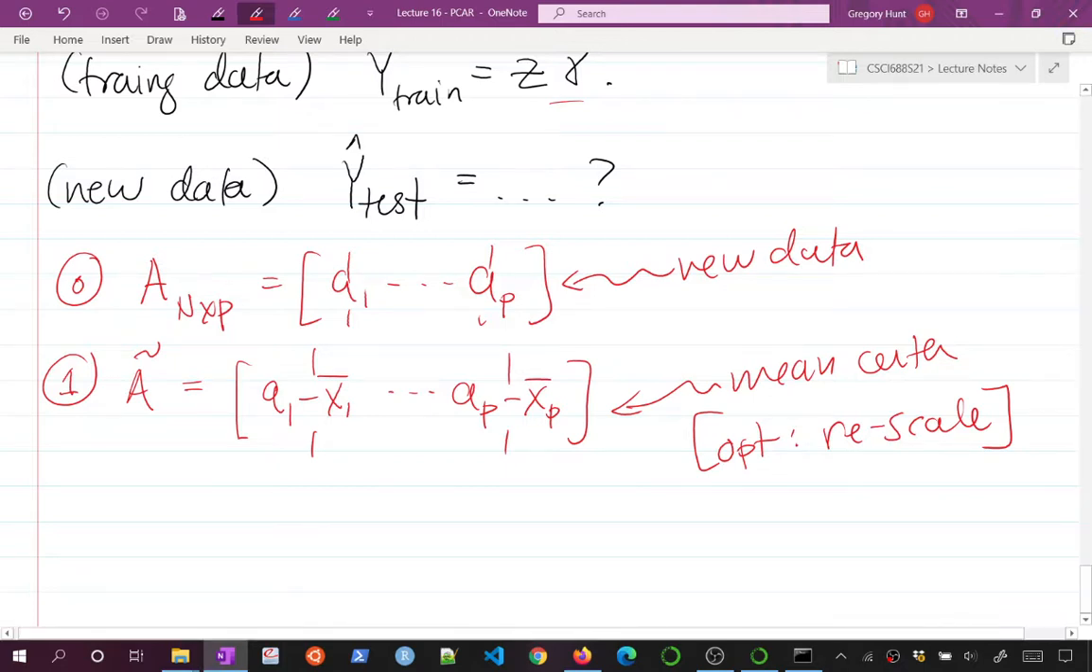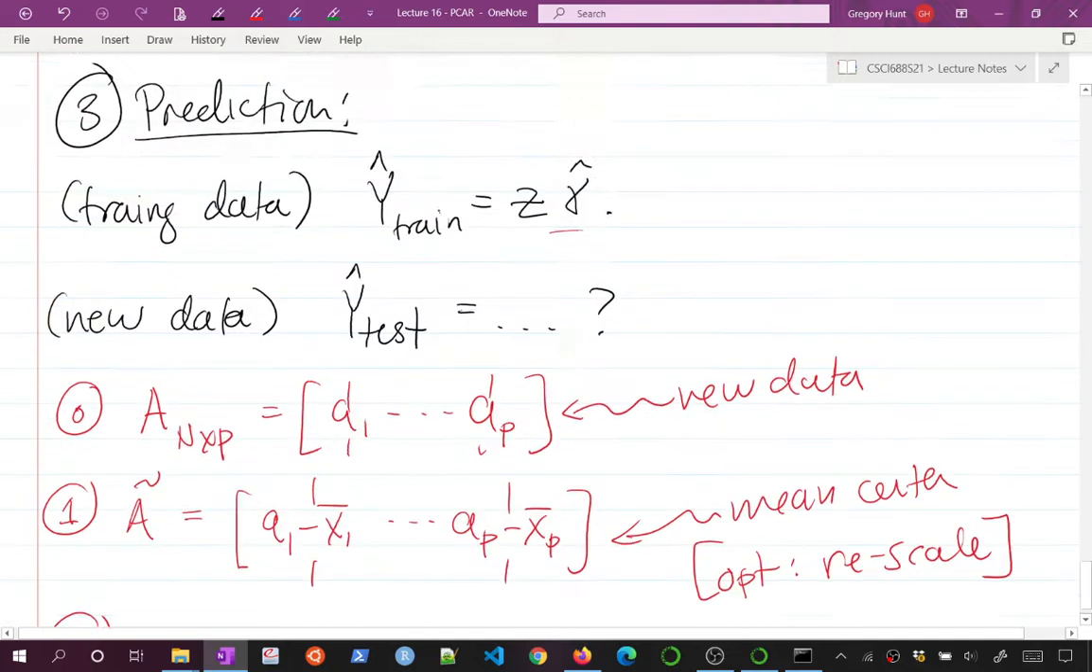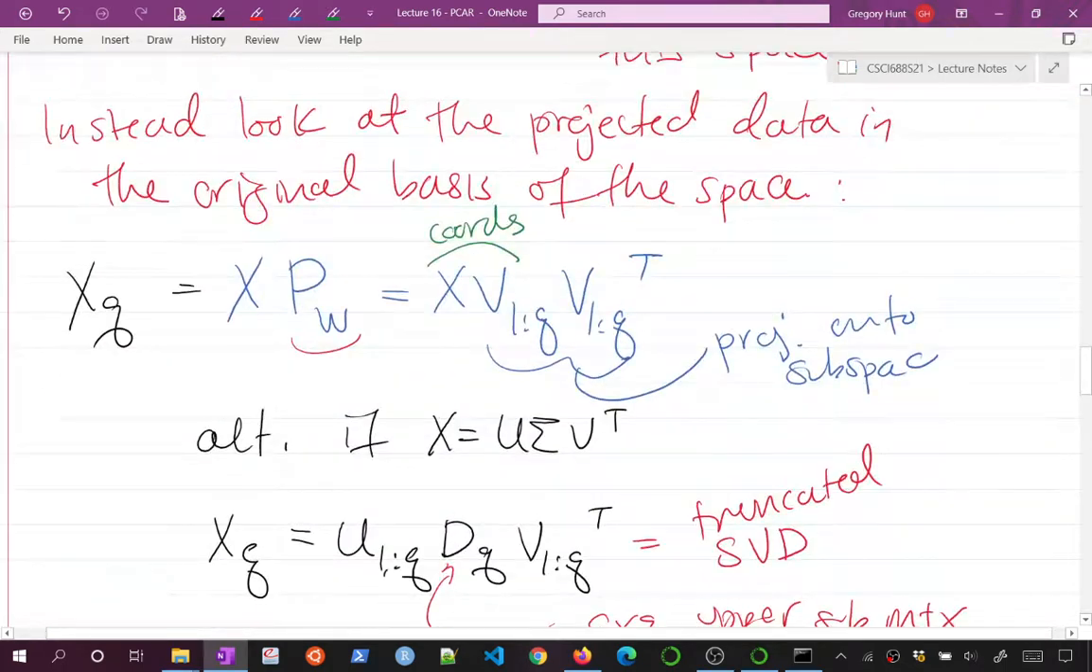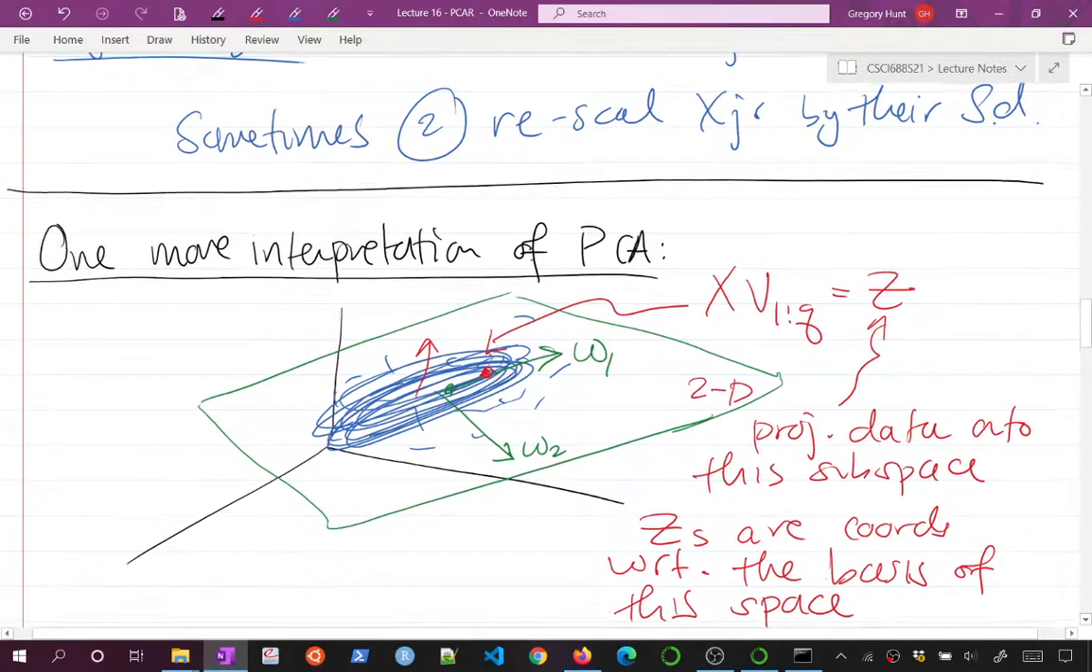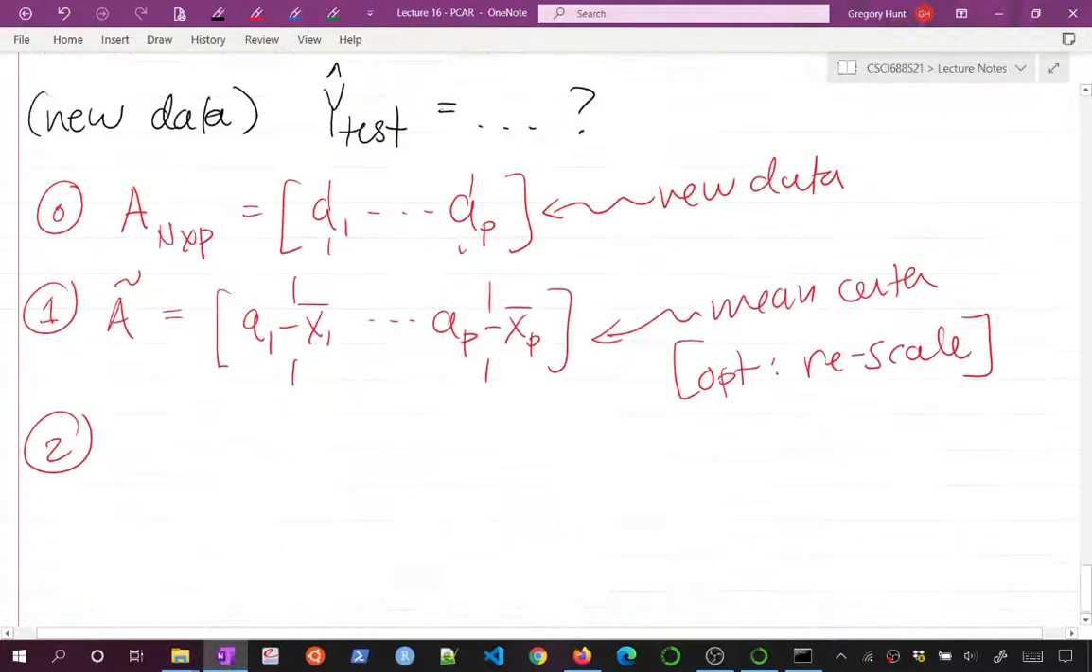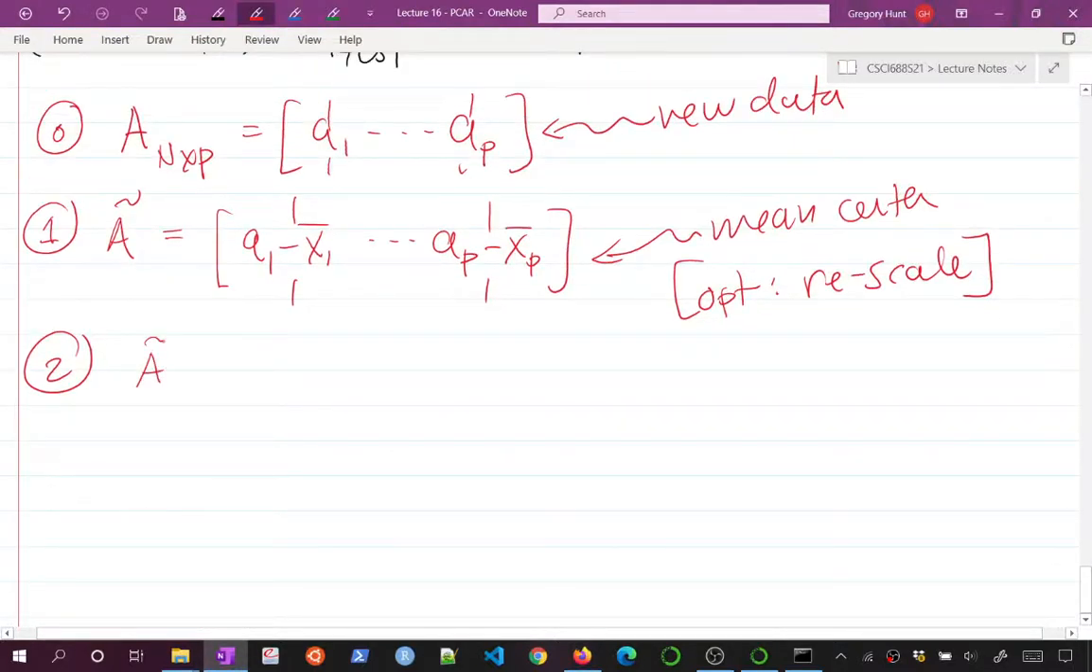So you subtract off the means of the original training data, you divide through by those standard deviations of that original training data. We can get a tilde, and then let's say 2 is we project it down onto the subspace, or we get the coordinates of our new data according to the subspace we have learned. So you kind of imagine this as a subspace you learn using the training data. So you basically get the coordinates, or kind of project it down. So you look at, let's say, A tilde times V_Q, something like that. So this is basically project into subspace.